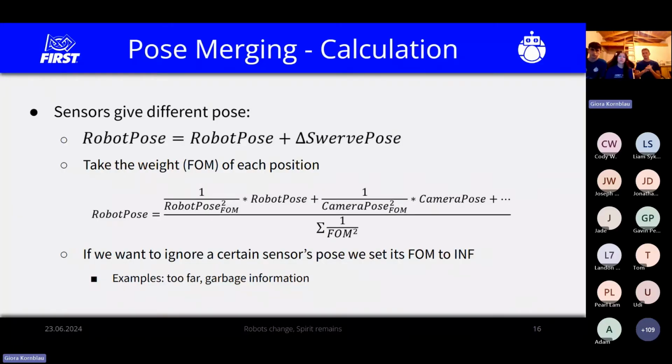One more thing to note is when a sensor gives garbage information. For example, if the camera jitters too much for a certain cycle, then we set its FOM to infinity, which basically means ignoring the position from that sensor, and you can calculate the position from the other sensors.